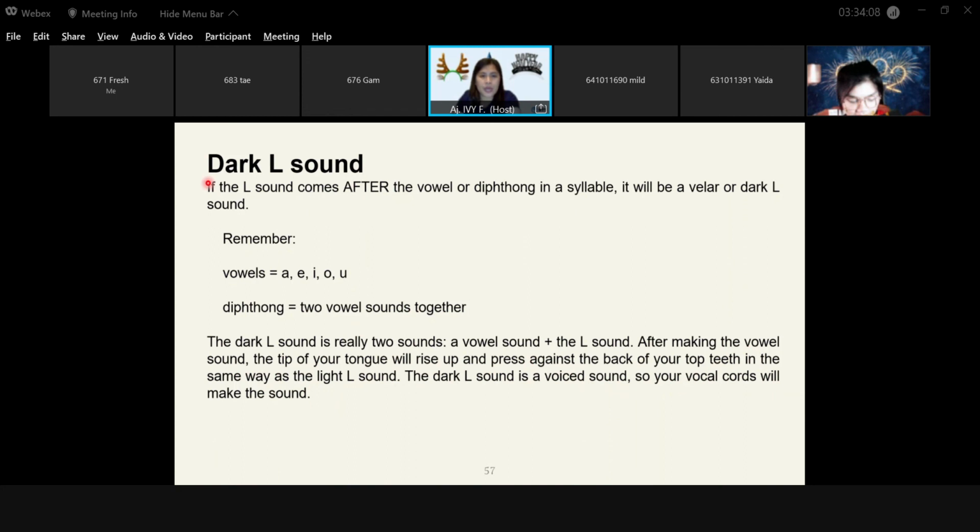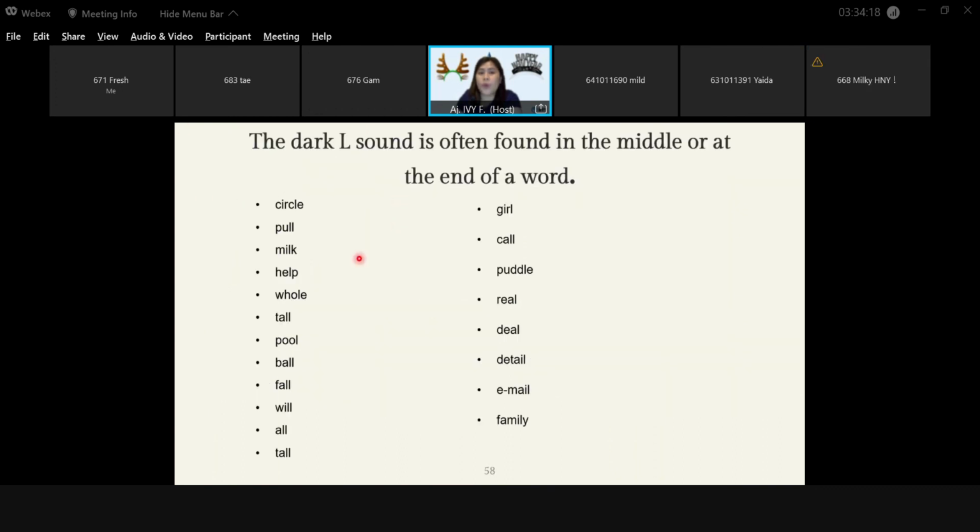Okay, so what are the examples? The dark L sound is often found in the middle or at the end of the word. Remember, light L is usually in the beginning of the word. But for the dark L, we can find it in the middle of the word or at the end of the word.